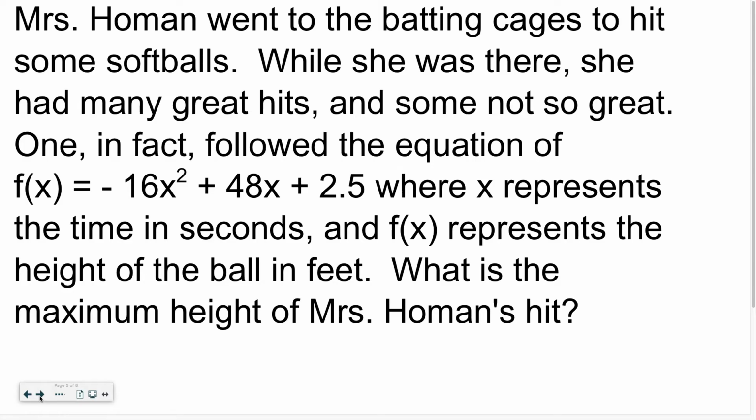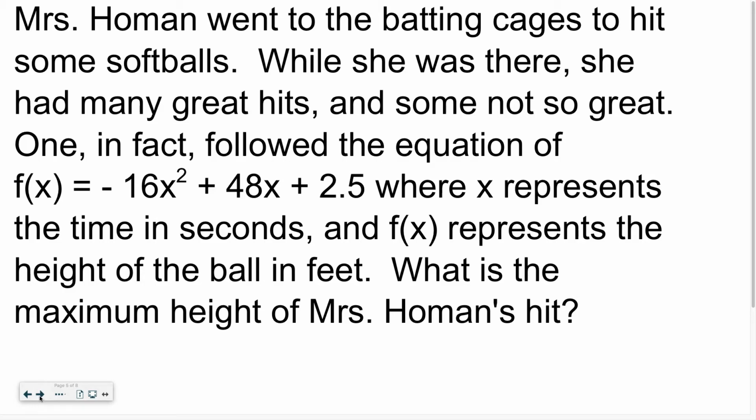Why is the vertex helpful? It can help you find your maximum. We have a parabola that's opening what direction? Down. So the vertex is going to be the very highest point. So if we can find the vertex, we can answer this question.